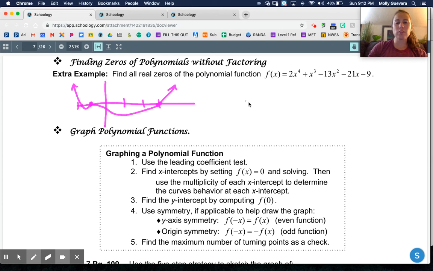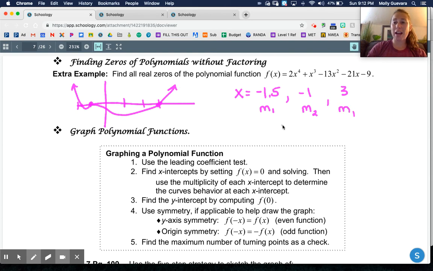So then I just use the zero feature on my calculator, and I get that x is equal to negative 1.5. And because it just cuts straight through, that's a multiplicity of 1. And then x is at negative 1, but since it bounces, that's a multiplicity of 2. And then also at positive 3, but because it just cuts through, the multiplicity is 1.